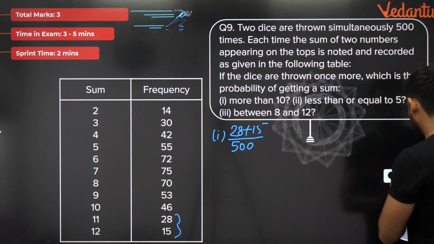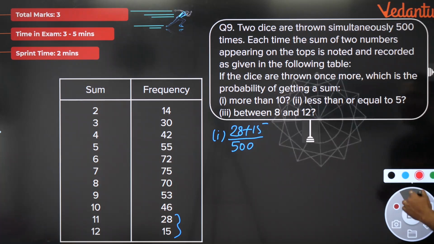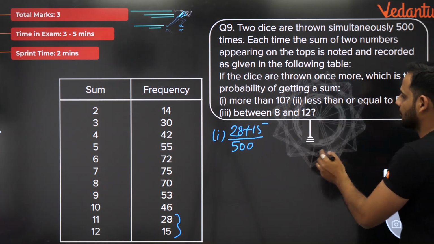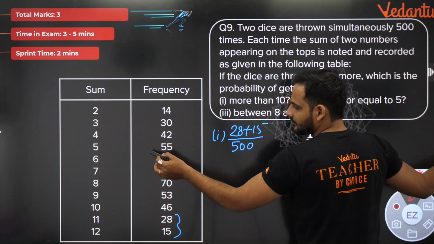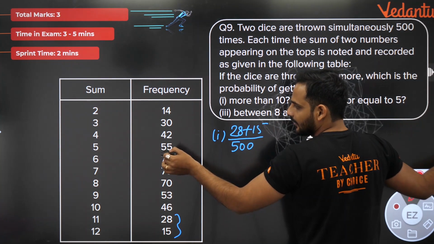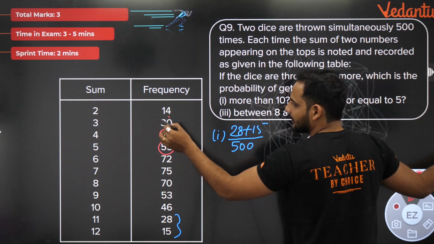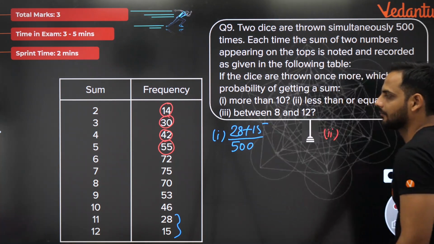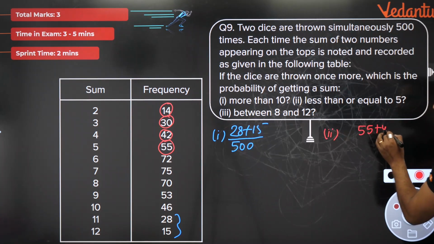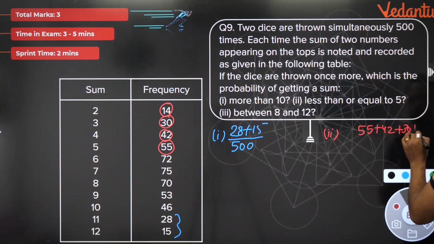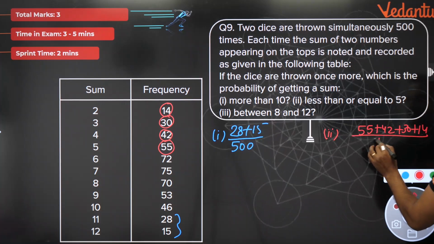Correct? Second part. What is the second question asking? The second question is saying less than or equal to 5. So 5 will be accepted, equal to 5 will also be accepted. So these four values will be taken. For the second one the answer will be 55 plus 42 plus 30 plus 14 divided by 500.